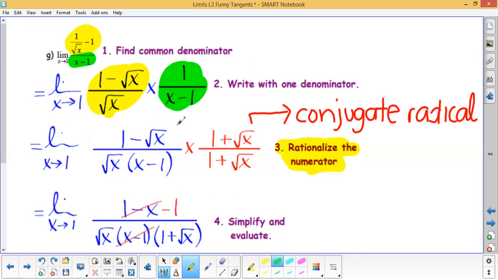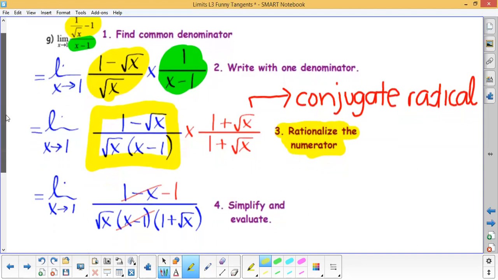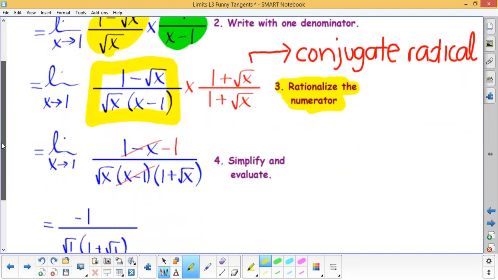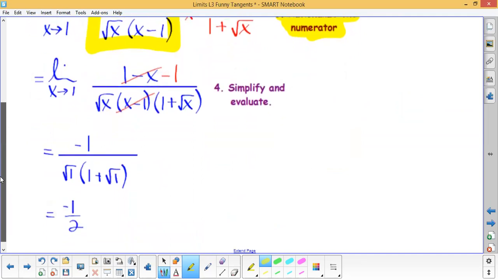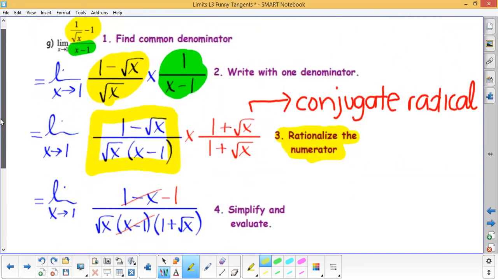So when we multiply all of this together combined, we get 1 minus root x times root x times x minus 1. It is clear that the conjugate in this case is the opposite of 1 minus root x: 1 plus root x over 1 plus root x. You are going to have to practice using conjugate radicals and rationalizing the numerator and denominator. If you skip those concepts in MCR, it will affect you on this test. So you simplify and evaluate, and very straightforward from there.